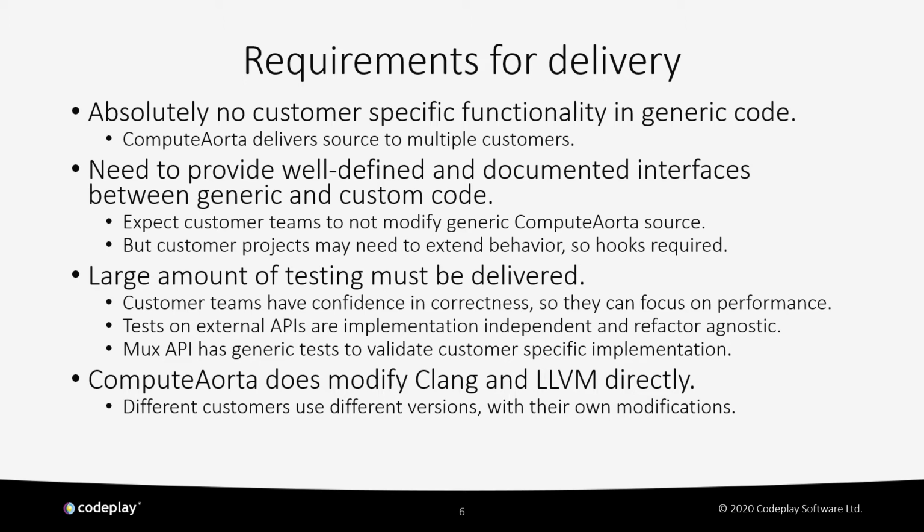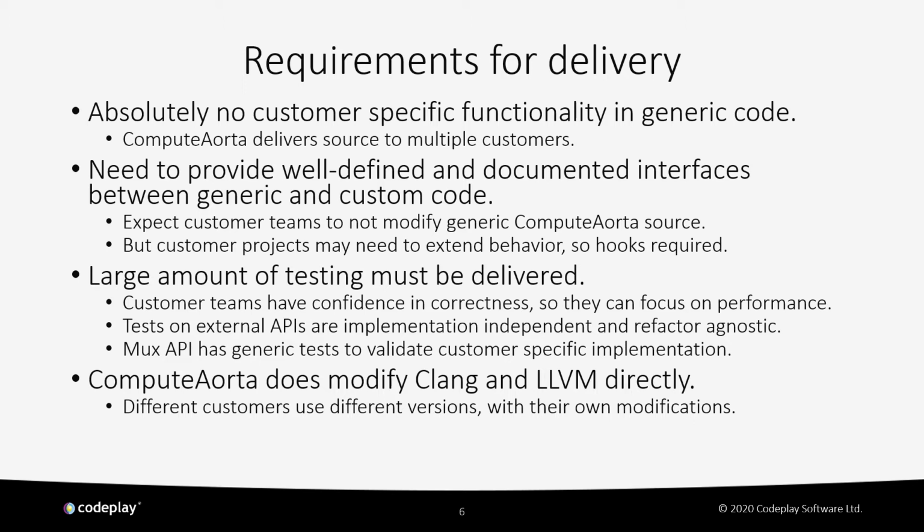We expect that customer teams will not modify the generic ComputeAorta source, so that when we deliver frequent updates, they'll be able to take them smoothly. But customer projects do still need to extend the behaviour of the code we're delivering, so we need to provide hooks. This enables things such as custom OpenCL extensions to expose specific pieces of hardware or specific hardware capabilities, or maybe to provide a language extension.